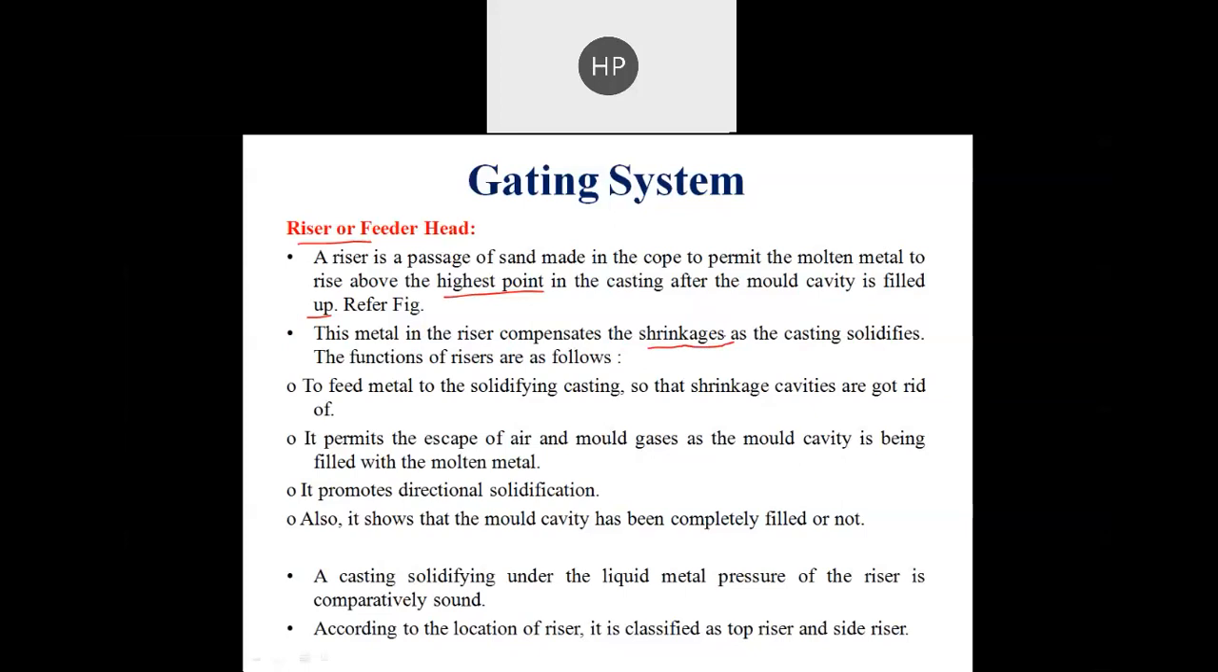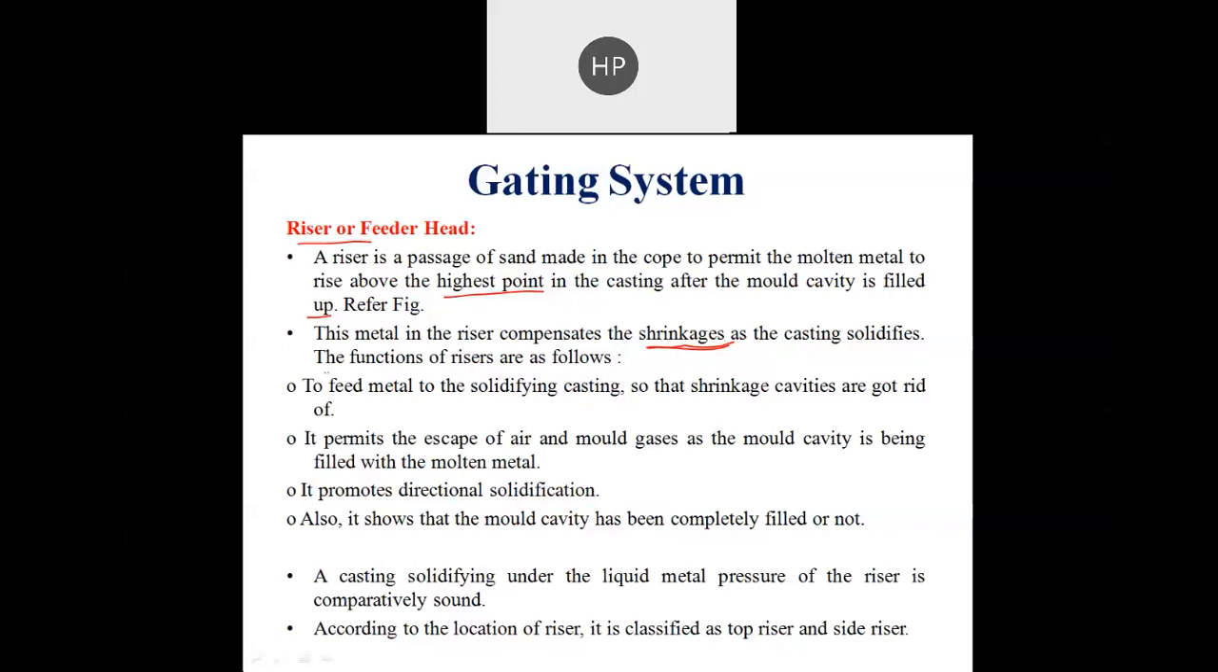So we have a shrinkage allowance, as we have already studied in our pattern design. The solid shrinkage and liquid shrinkage will be compensated by this riser, as we mentioned at that time. So to compensate all this shrinkage, we require this riser.